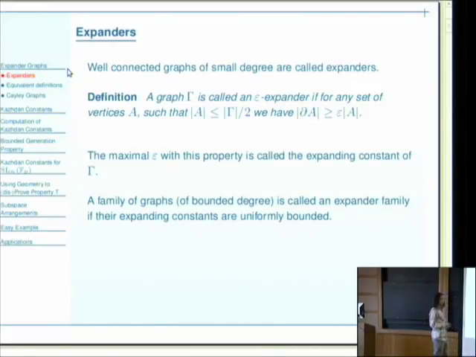I don't really care about the exact constant, so think of whatever you want. For me, it doesn't make a difference. For you guys, it makes a small difference, but okay, just ignore it. And I usually care about a family of graphs which have bounded degree, and then all these things are completely irrelevant. We're looking for families where the number of vertices goes to infinity, the degree stays more or less fixed, and the expanding constants are uniformly bounded.